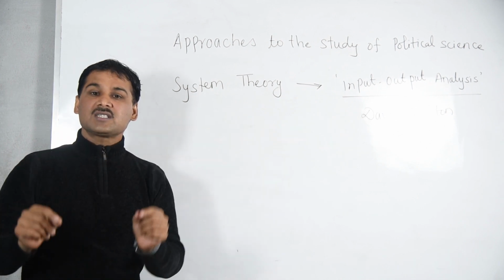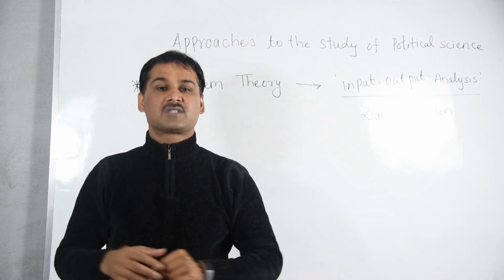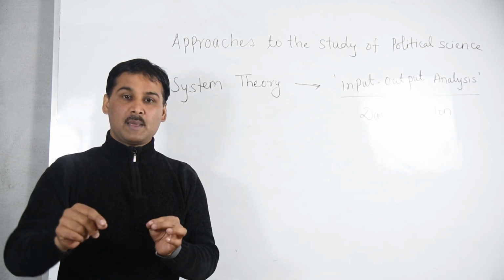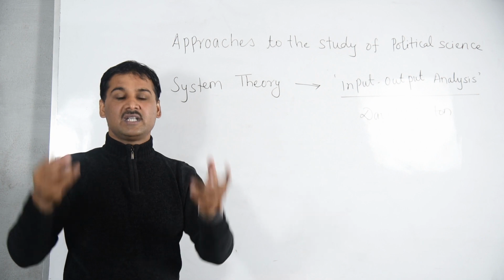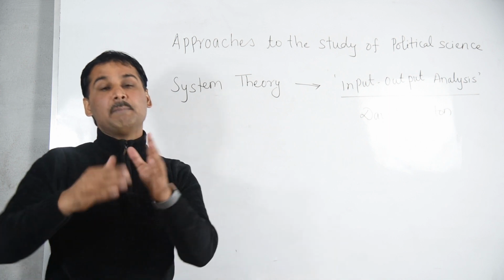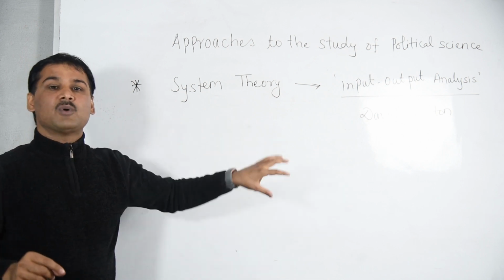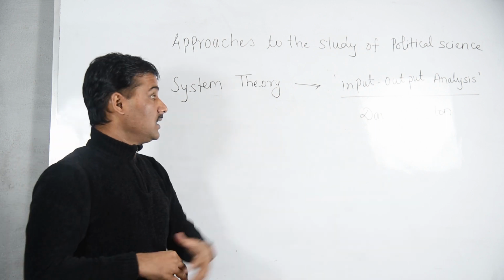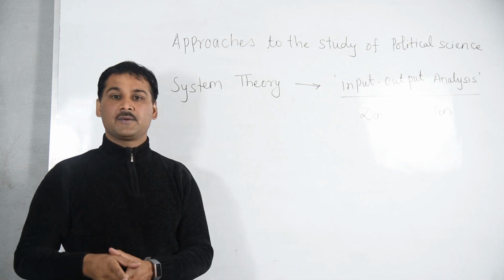Why I am talking about this here is that David Easton was the propounder of the behavioral revolution in political science, particularly applying the methods of natural sciences, the way natural sciences do research: value-free, value-neutral, using the empirical and scientific method of study. The application of that method in political science was important, which is why David Easton was considered a pioneer who introduced behavioralism in political science.